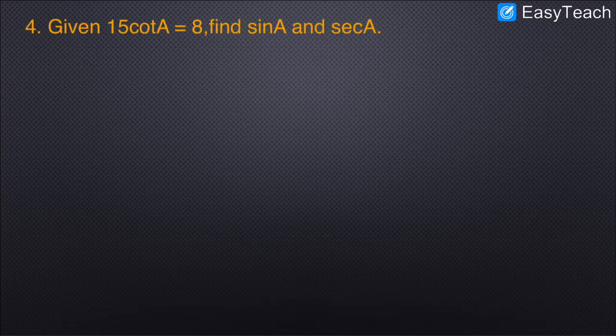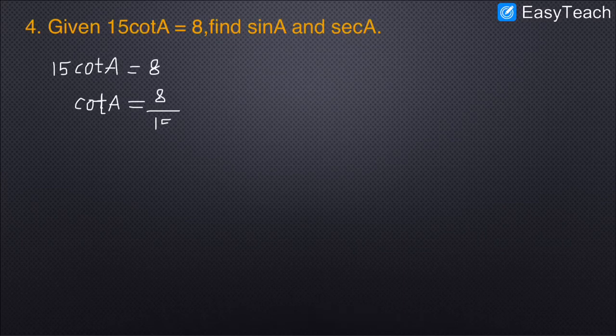Given 15 cot A equals 8, find sin A and secant A. Here also we don't have any figure, but the ratio is given. So 15 cot A equals 8. We can derive it like this. First let me write the given one: 15 cot A equals 8. For cot A, we can write 8 by 15.